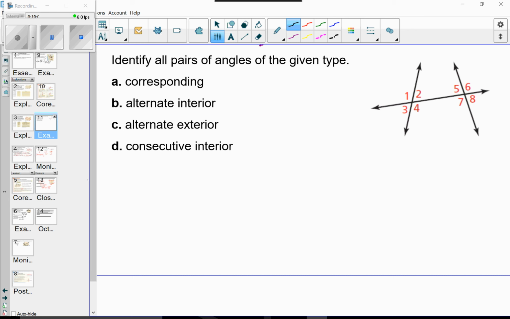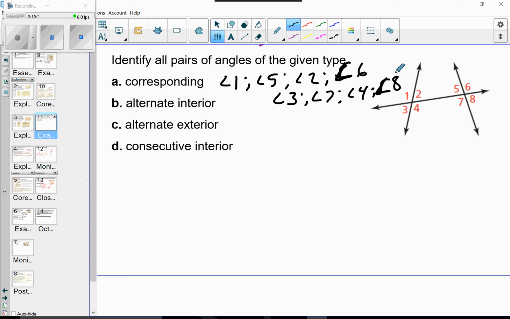Okay, let's go ahead and see how you did. Corresponding angles are going to be angle 1 and angle 5. I've also got angle 2 and angle 6, angle 3 and angle 7, and finally, angle 4 and angle 8. So those are all corresponding.